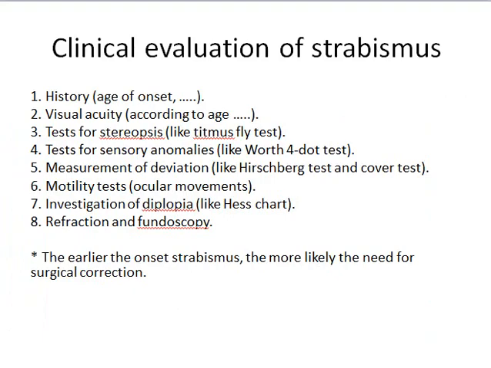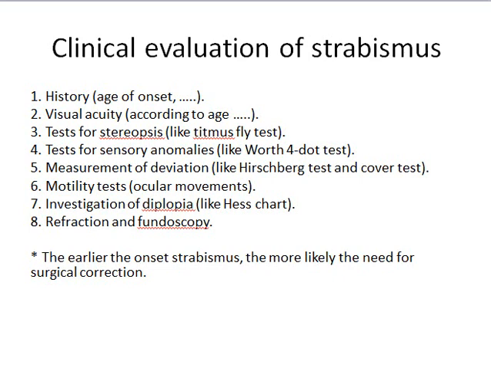How do we evaluate a patient with strabismus, or the clinical evaluation of strabismus, starting with history. The age of onset is very important. Visual acuity: measuring the visual acuity according to the age, either pre-verbal children or verbal children, illiterate patients or educated patients. Each one uses a special type of Snellen chart. Third, testing of stereopsis and 3-dimension. Test of sensory abnormality, and we can check the abnormal retinal correspondence.